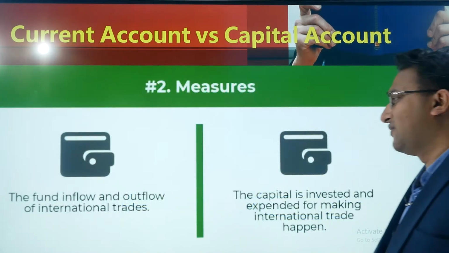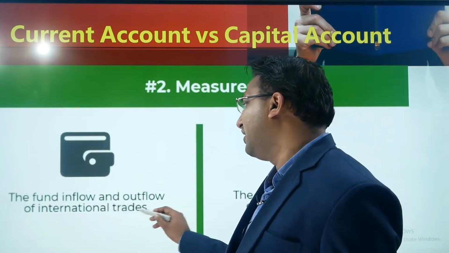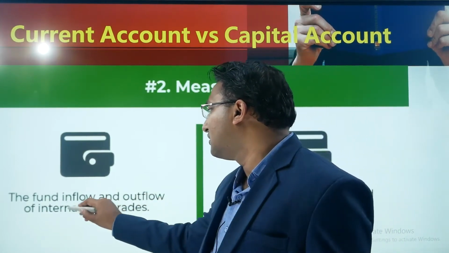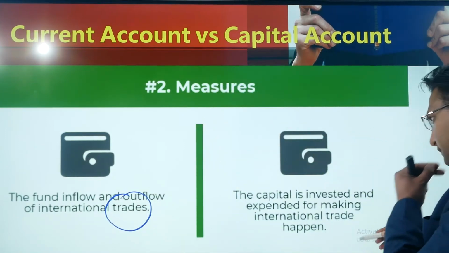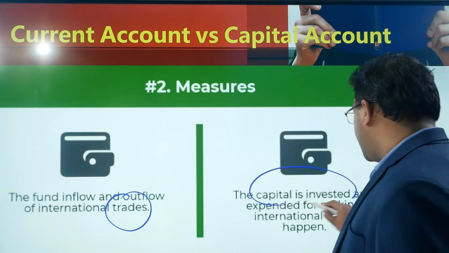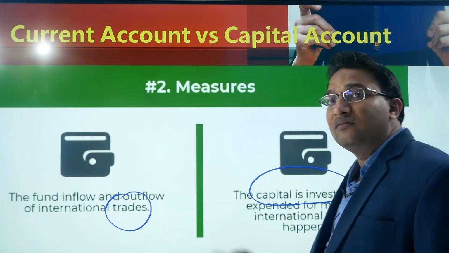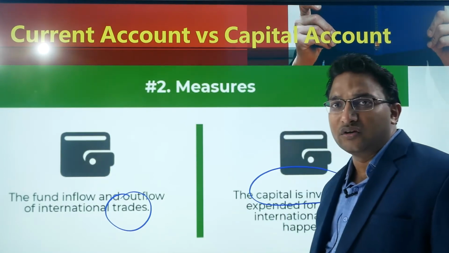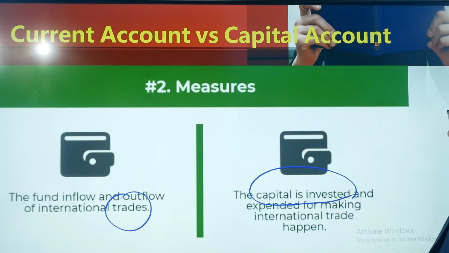Second, how do we measure the fund inflows and outflows of international trade? So it measures how much is the international trade. It measures how much capital is being invested internationally so that the international trade can increase. When there will be more capital invested into the different countries, then definitely the trade will increase.